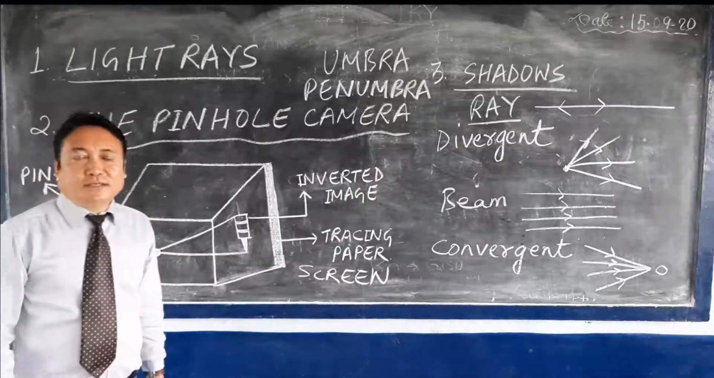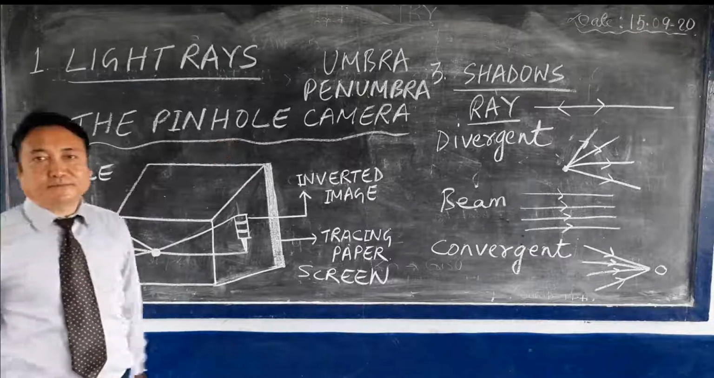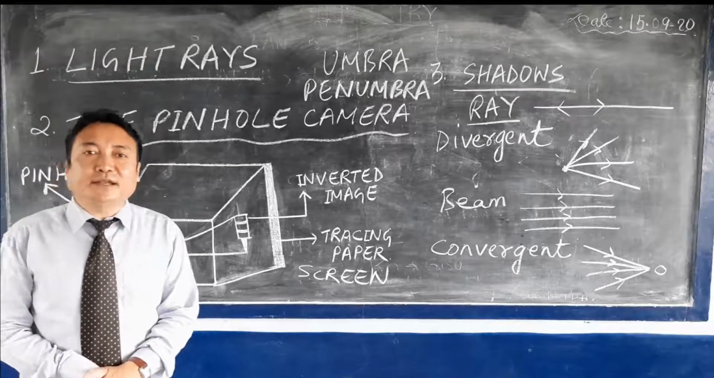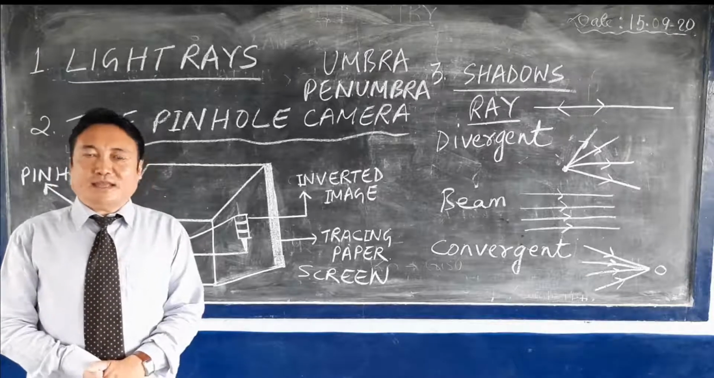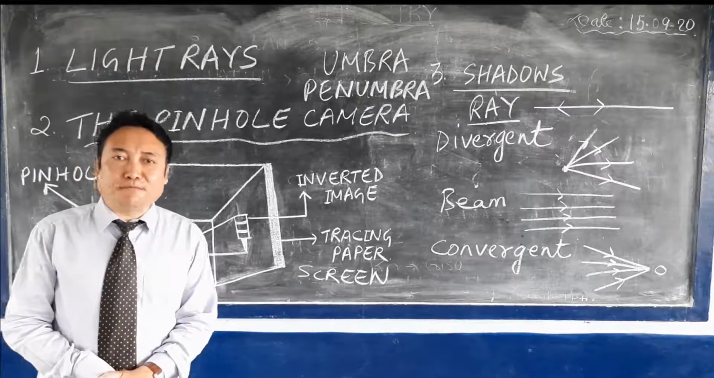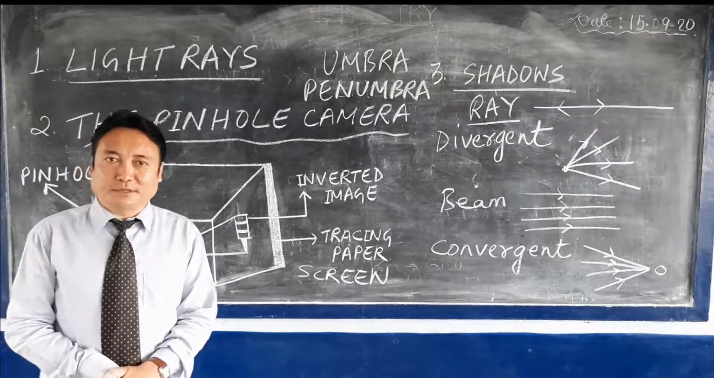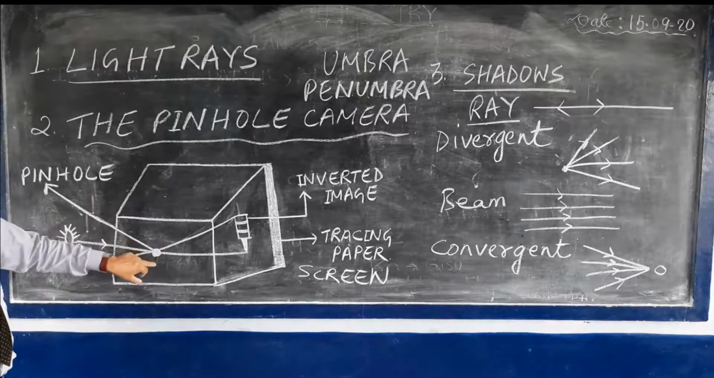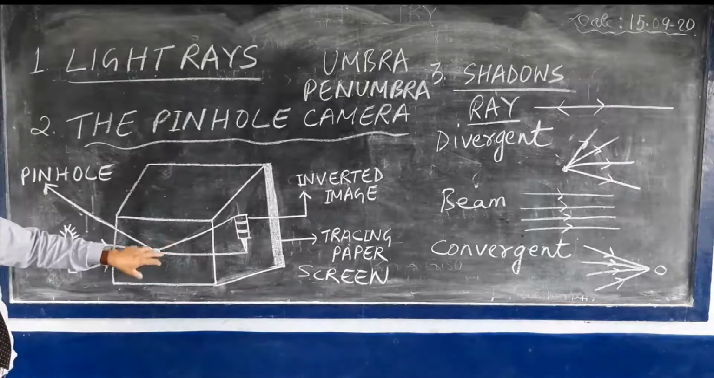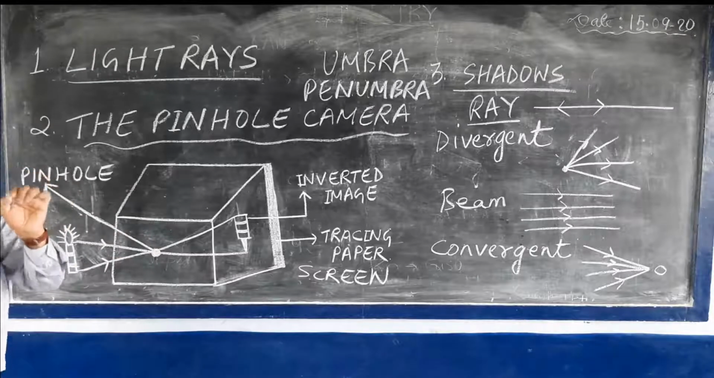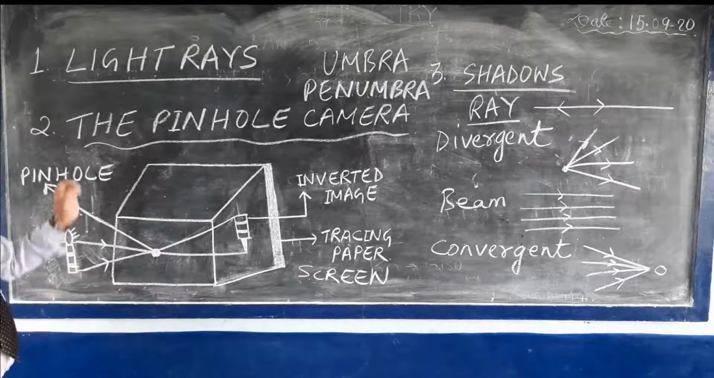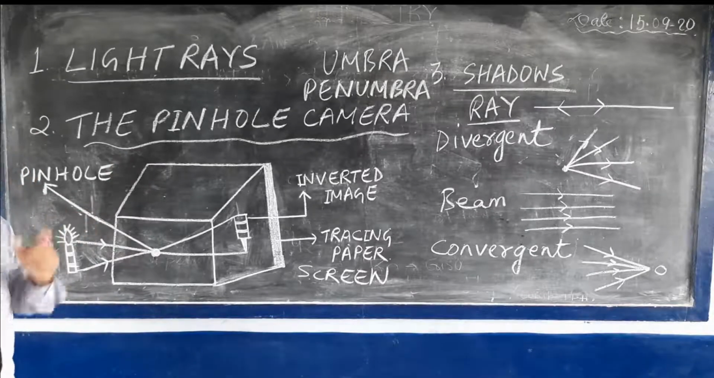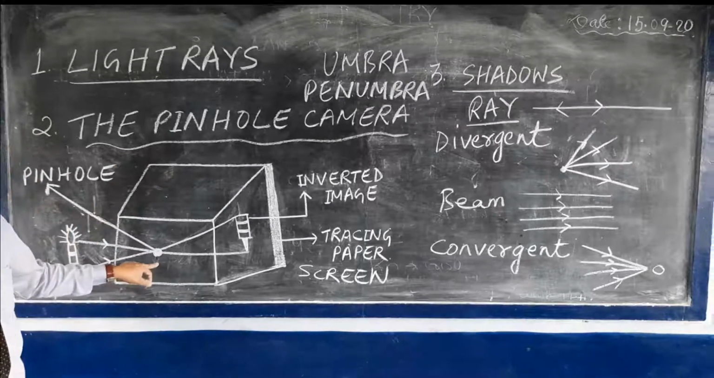So the next one is the pinhole camera. Now this pinhole camera is not actually a camera, but it is a rectangular box. And this rectangular box is either made up of metal or cardboard. Okay, now you can see the diagram here. At the front part of this pinhole camera, you will make a very tiny hole, a very small aperture. A pinhole, a very small hole. Not the bigger one, a very small hole you pierce.